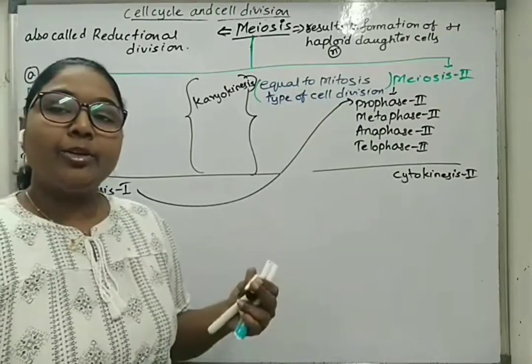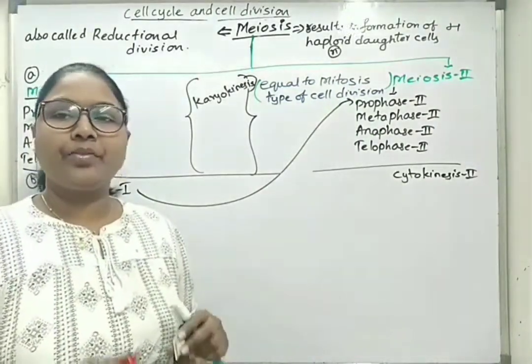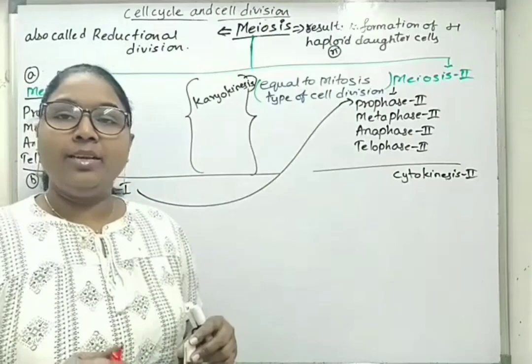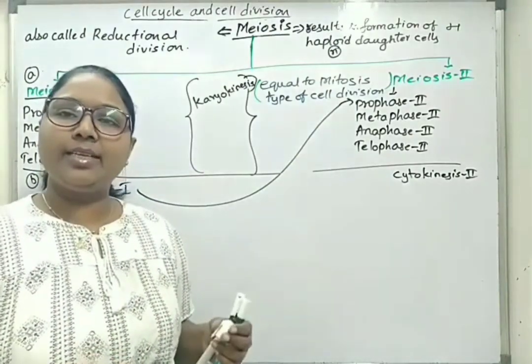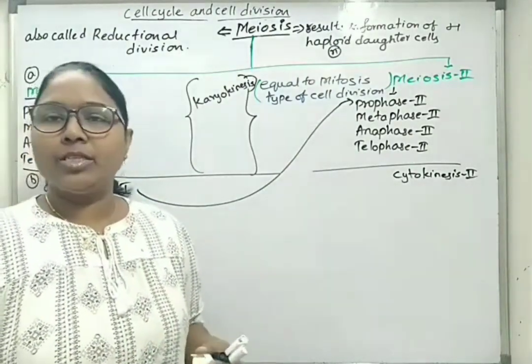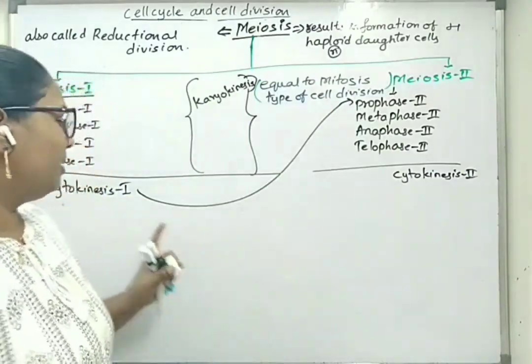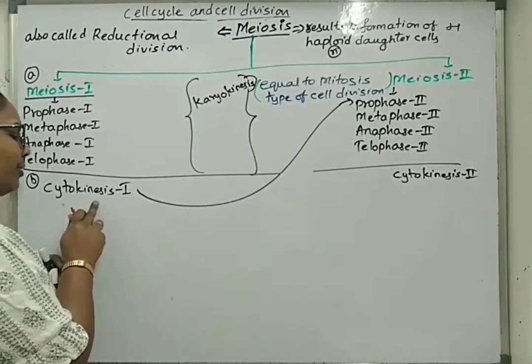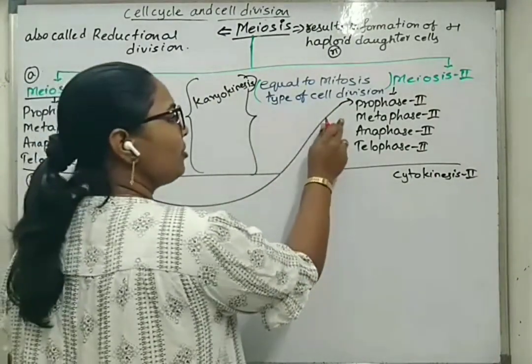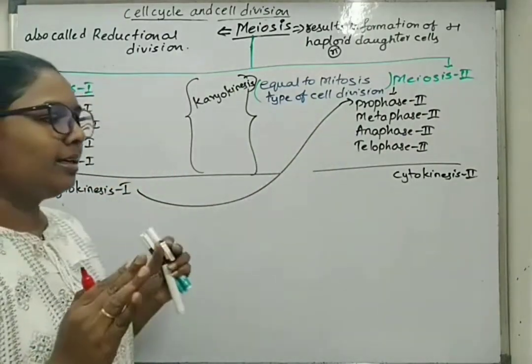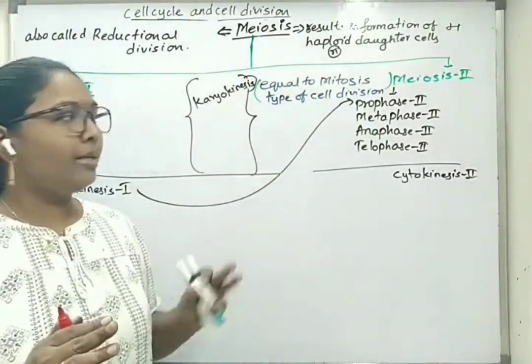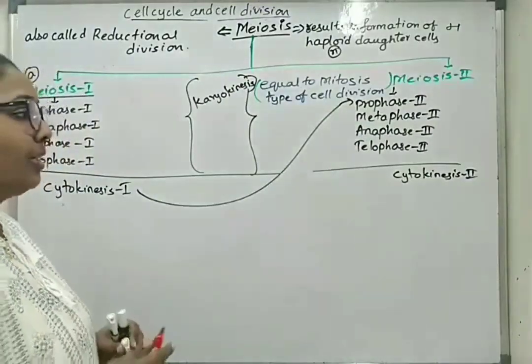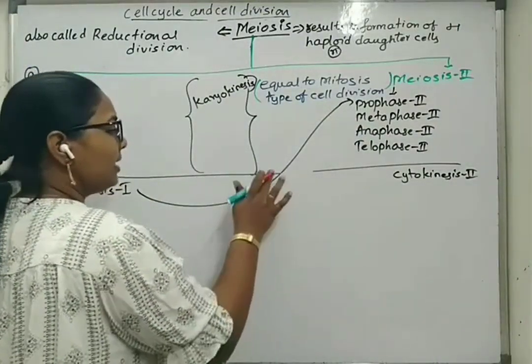Before mitosis or meiosis or M phase, we have given a term like interphase for the time period when the cell is preparing itself for mitosis or meiosis. Likewise here, after cytokinesis 1, before starting of prophase 2, the cell will be having some time period to get prepared for meiosis 2. That time period is called interkinesis.